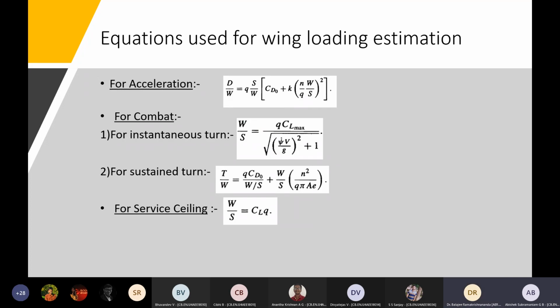Did you use the same mission profile for weight estimation also? Yes, sir. Okay. So at takeoff, no fuel is consumed there. No fuel. Yes. Okay.